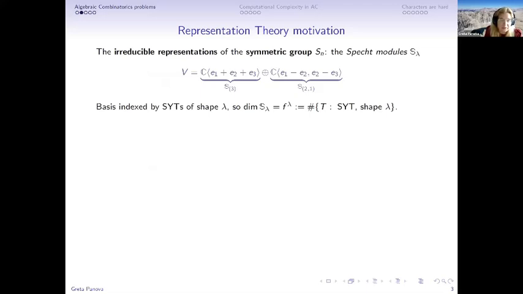If we study the representations of the symmetric group, which is finite, the representations are indexed by exactly these partitions of n, and they're called Specht modules. So here is an example.